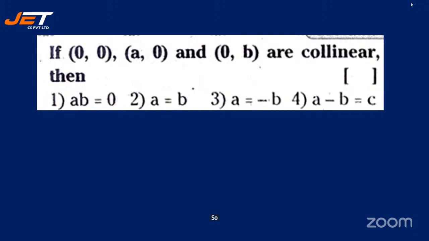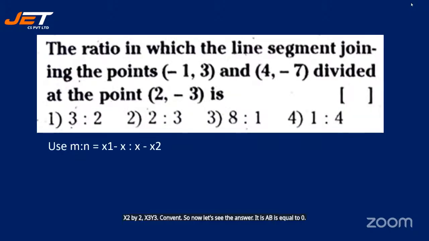So we have 3 points. Isn't it x1, y1, x2, y2, x3, y3? All right. So now let's see the answer. It is AB is equal to 0. All right. Now see the next question.